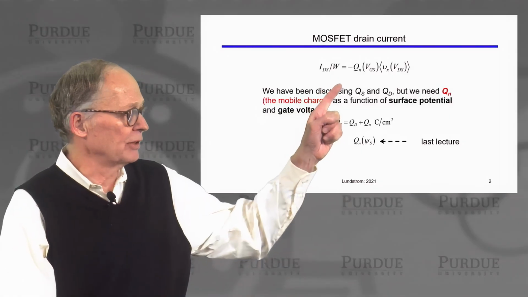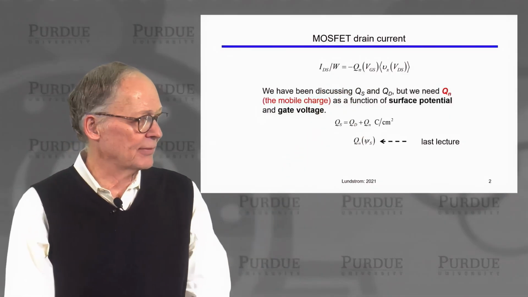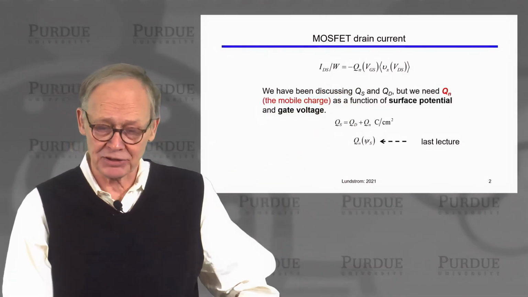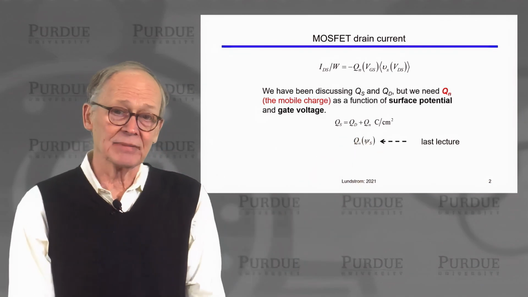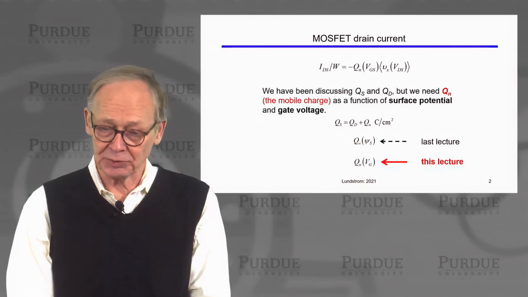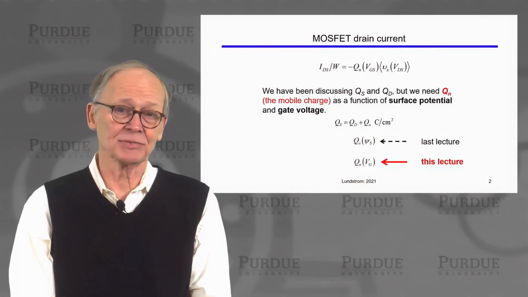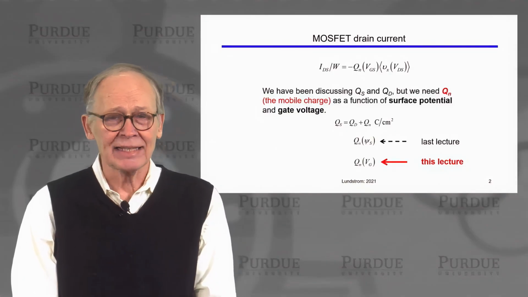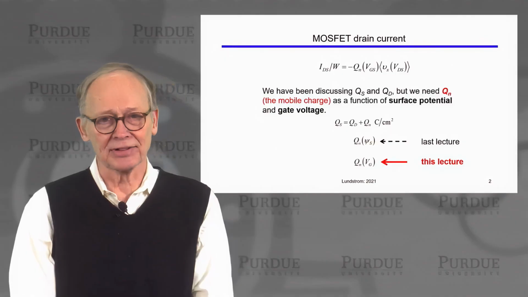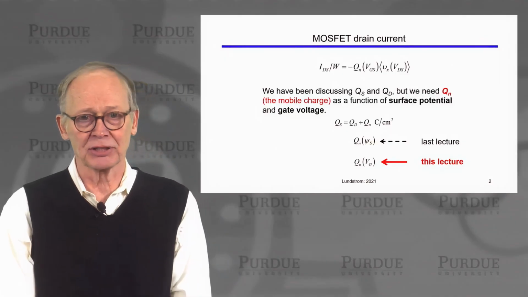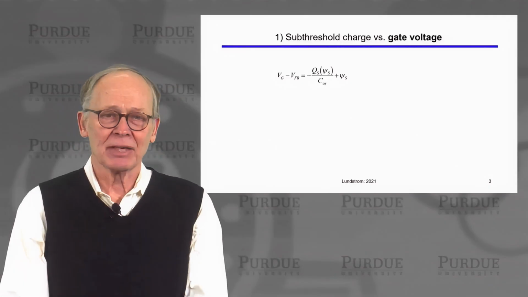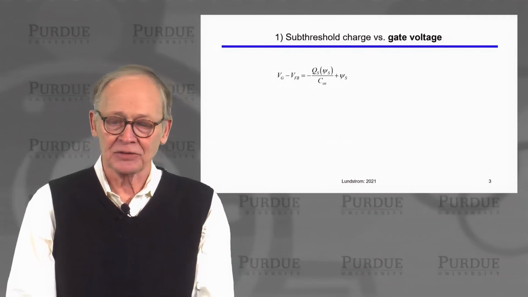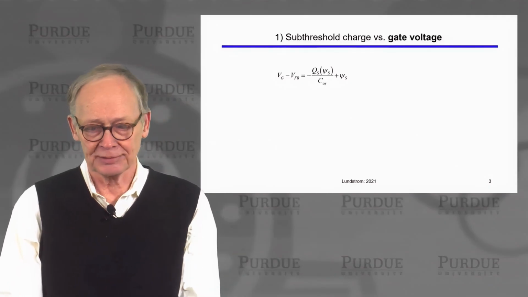So again, current is charge times velocity. We're discussing the mobile part of that charge, which carries the current. We now understand how that mobile charge varies with surface potential, and in this lecture, we'll relate it to the gate voltage, and we will find that there is a very simple relation between the mobile charge and the gate voltage. Okay, let's begin by looking at the subthreshold charge versus gate voltage.